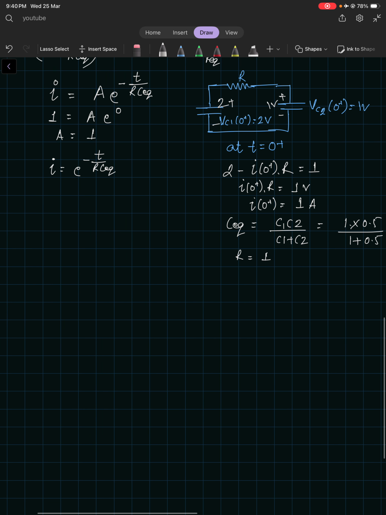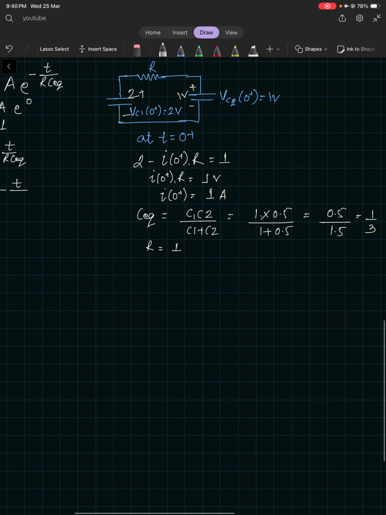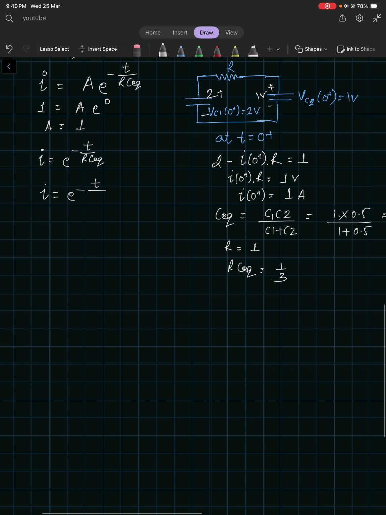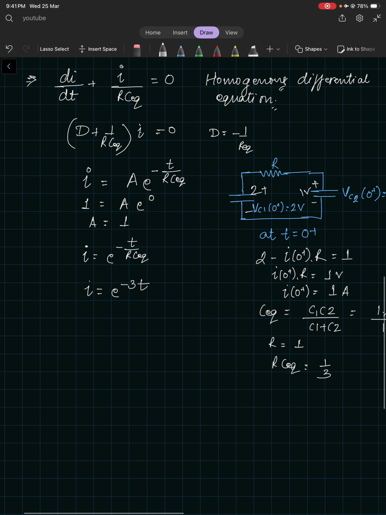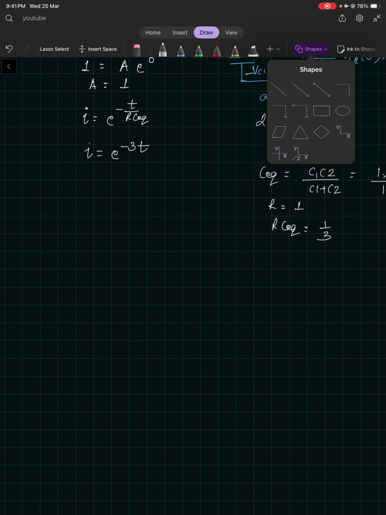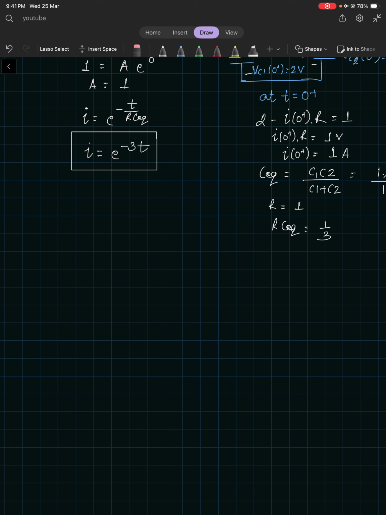So here I can write it this way, I is equal to e to the power minus t by R times C equivalent. R into C equivalent would again be 1 by 3, so it will be like 3t, right? Minus 3t, so this will become the time constant. Fine, this is the equation of I.